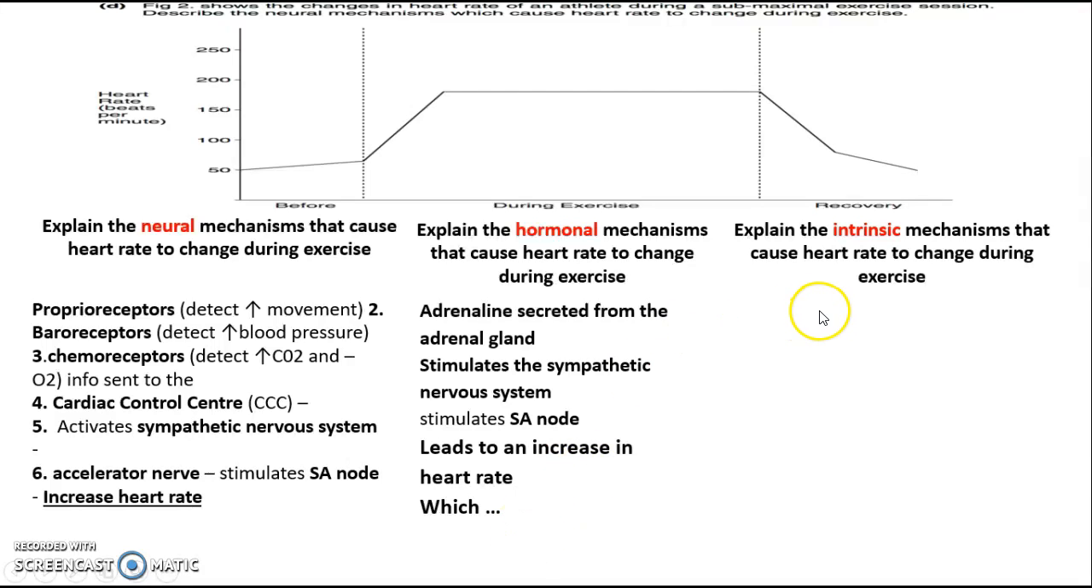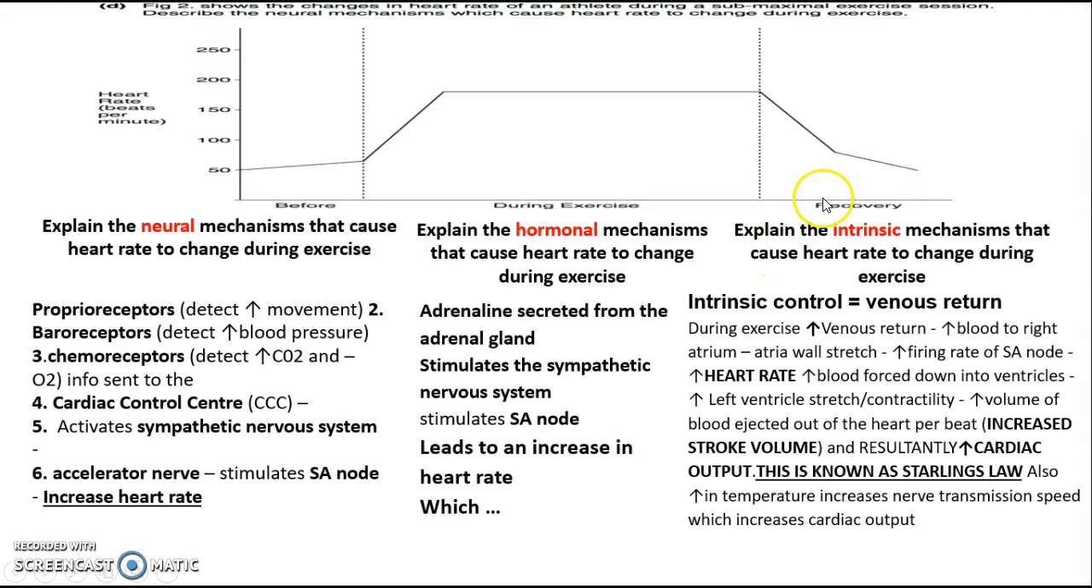Finally then, the third regulation mechanism is intrinsic control. For intrinsic control, remember there's two key components, but one that gives us the ability to demonstrate our technical knowledge, which is venous return plus temperature. So intrinsic control: during exercise, increase in venous return, increase blood to the right atrium, atrial wall stretch, increase firing rate of the SA node. That's your heart rate point. That's what causes heart rate to increase.